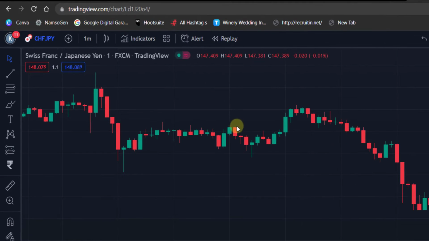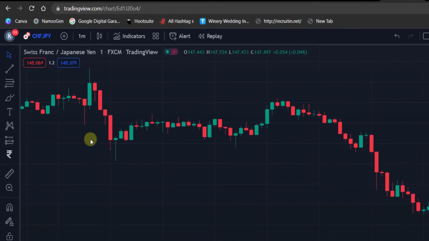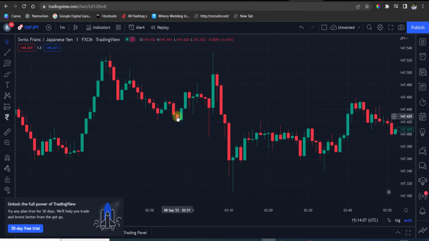Okay, here is something like a hammer. We have a down move and then it pushed up. We have a hammer right here. Remember, a hammer is when we have price moving down and then we have a rejection and then it starts pushing up a bit. So this is basically how to spot these particular candlestick patterns in the live market.